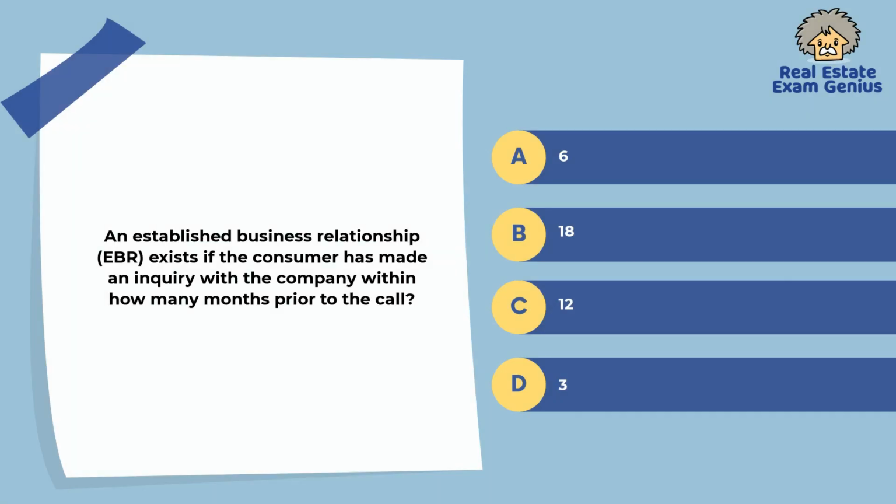65. An established business relationship exists if the consumer has made an inquiry with the company within how many months prior to the call? 6. 18. 12. 3.